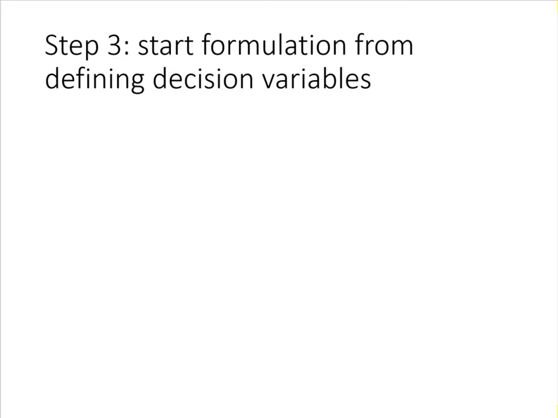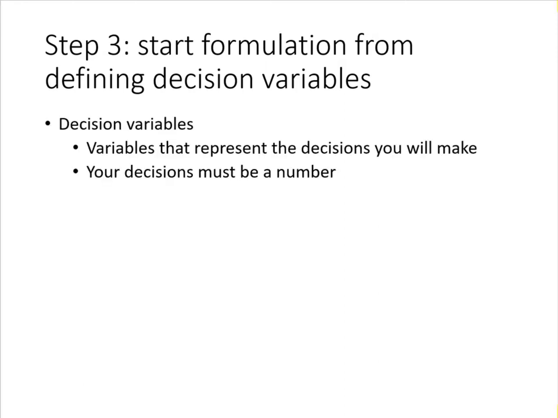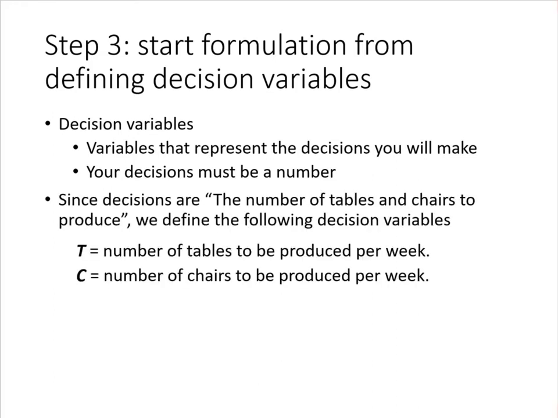Once we know the objective, decisions, and constraints, we need to translate them into mathematical language. This starts from defining the so-called decision variables. Decision variables are variables that represent the decisions you are making. And this decision must be a number. So in the Flair Furniture Company example, since we know the decisions are the number of tables and chairs to produce, we're going to use T to represent the number of tables to produce per week, and C to represent the number of chairs to produce per week.